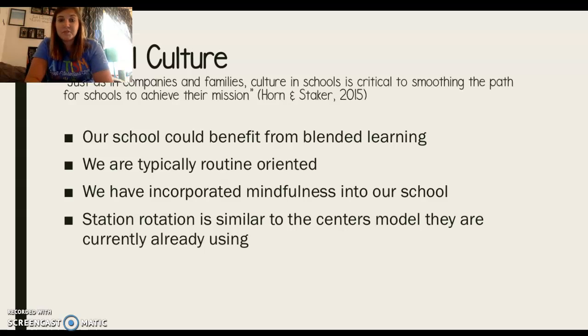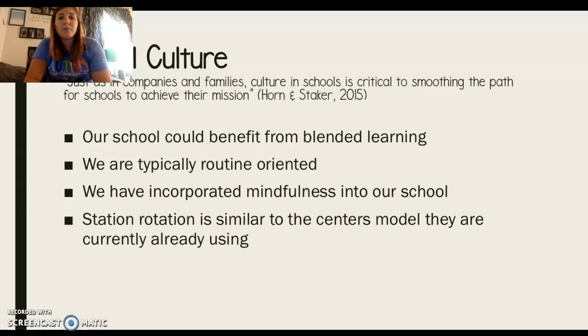We are typically routine oriented. We do PBIS, and the routines are taught at the beginning of the school year. We have assemblies throughout the month to go over character traits, so we have a lot of routines already in place for behavior, and I think we could carry that over into what would be needed to set up a successful blended classroom and school.